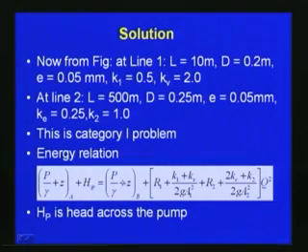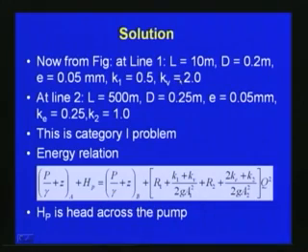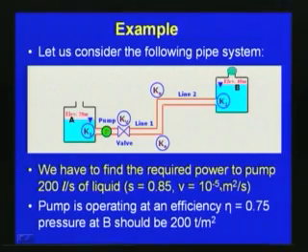Now, most of the parameters, other than HP, are known. HP is the head across the pump, which we have to find out. So, now we have to find out the Reynolds number and the relative roughness. For line 1, the Reynolds number for the pipe is V d by nu. We can write it in terms of the discharge as Reynolds number equal to 4Q divided by pi d1 nu. So, here it is 4 into Q, which is 0.2, divided by pi into d1, which is 0.2, into 10 to the power minus 5, as given by the kinematic viscosity nu.